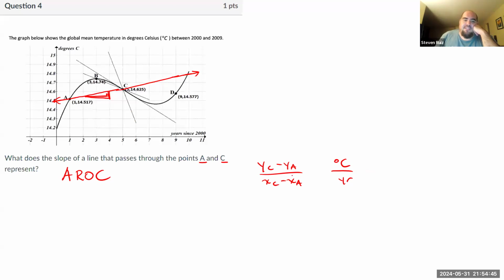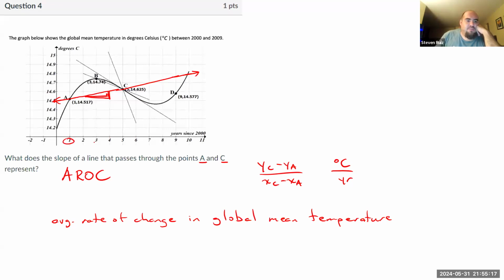So let's now put all these things together. This should be the average rate of change in what? Global mean temperature, because that's exactly what this graph tells about. In global mean temperature. And if I'm talking about an average rate of change, I really need to be talking about the span of time it talks about. So the average rate of change in global mean temperature between T equals 1 and T equals 5.